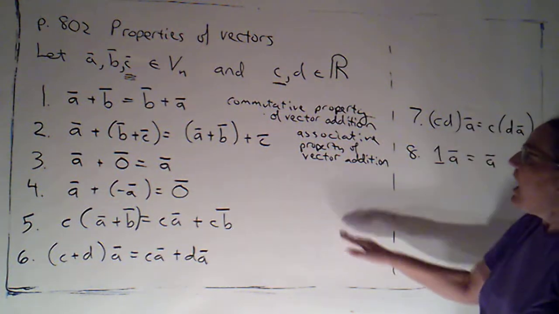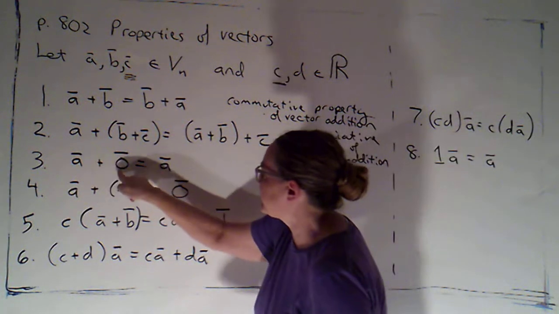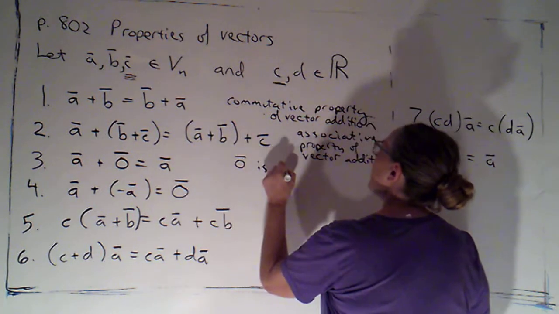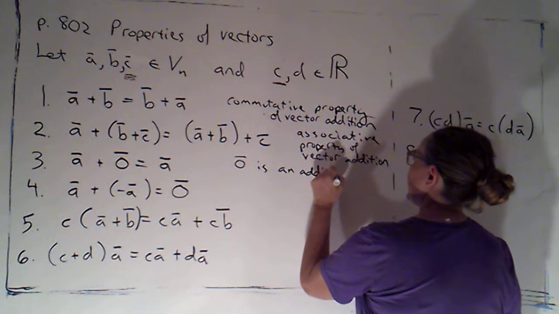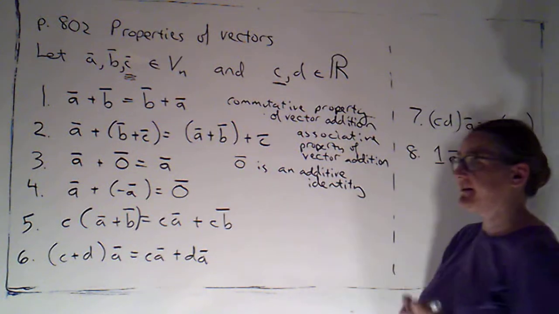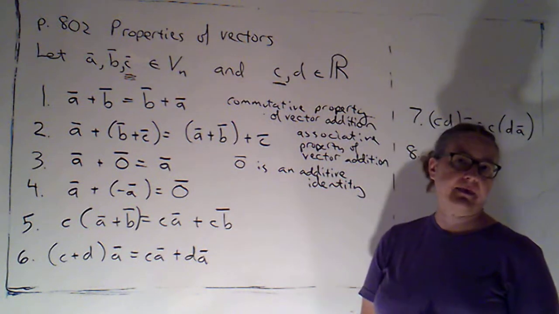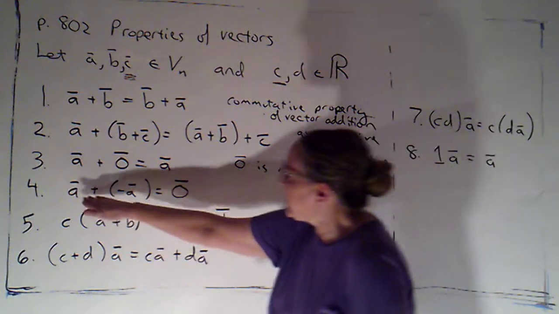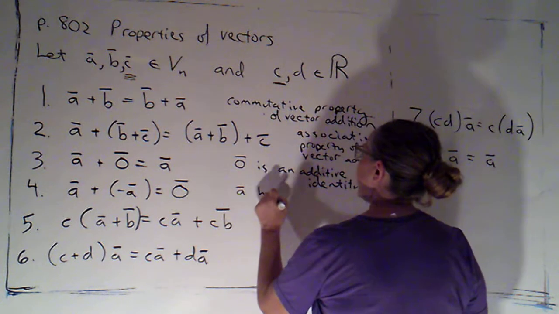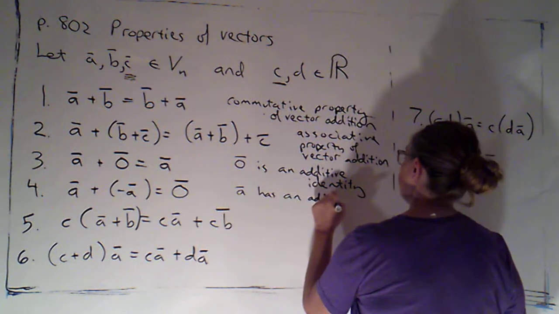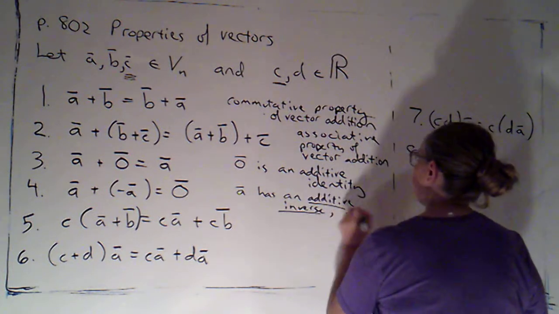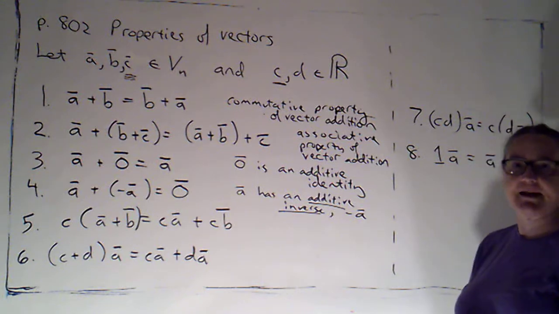Okay. Property 3 says that A plus 0 is equal to A. So the 0 vector is what we call an additive identity. An identity is something where, in this case, it's an additive identity, so that when I add it to something, it doesn't change that thing. Okay. A plus the opposite of A is 0, so A has an additive inverse, is what we would call that. And the additive inverse is just denoted as the opposite of A.